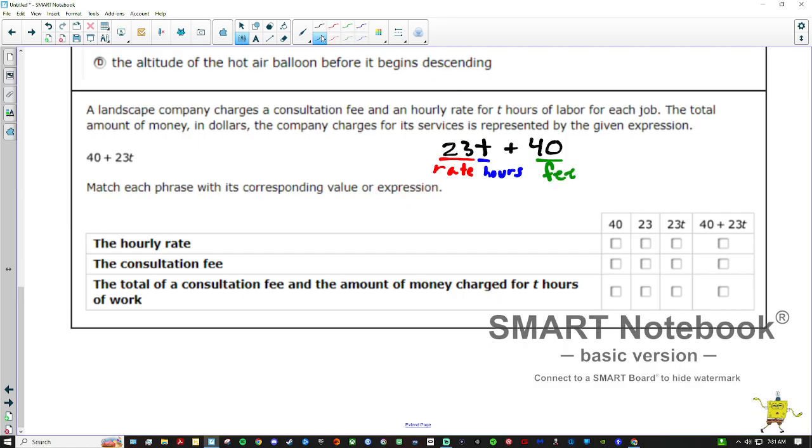So if we were to answer our question, the hourly rate is just 23. The consultation fee is just $40. The total of the consultation fee and the amount of money charged for T hours is the whole thing. And we're done.